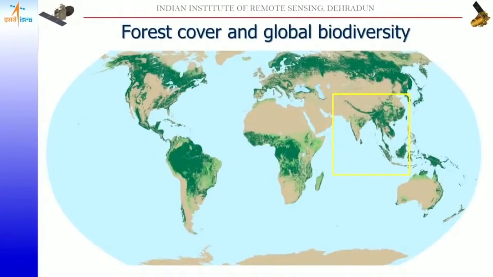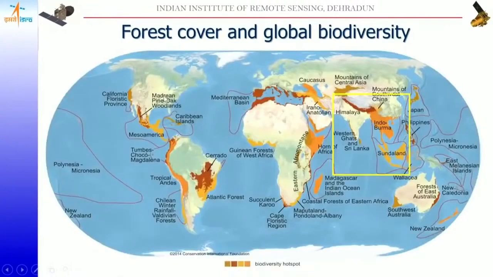Now, how is diversity distributed with respect to forest cover? This is the global forest cover as per the USGS, and I will highlight the part in the Indian and Indo-Malayan region. If you see the distribution of the global biodiversity hotspots, these are areas with very high diversity of species as well as endemism.